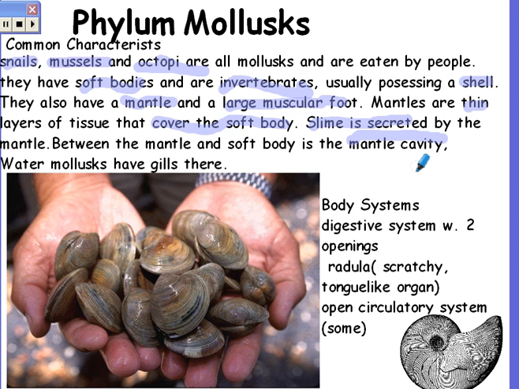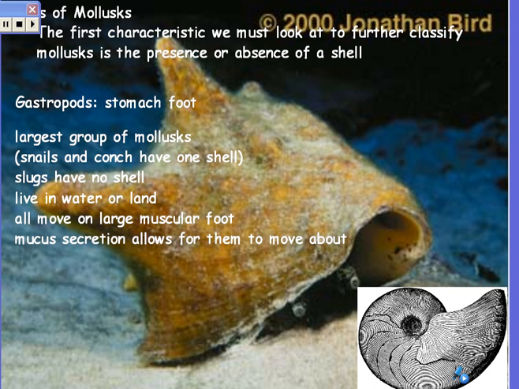All mollusks have a digestive system with two openings, meaning they have a mouth and an anus. Food comes in one end, goes out the other. Most of them have a radula, which is a scratchy, tongue-like organ that helps get food in and out. They have an open circulatory system, which means blood just goes sort of everywhere. It leaks in and out into the system. They don't have a closed system like we do, with veins and capillaries that connect back into arteries. The blood just seeps out everywhere.